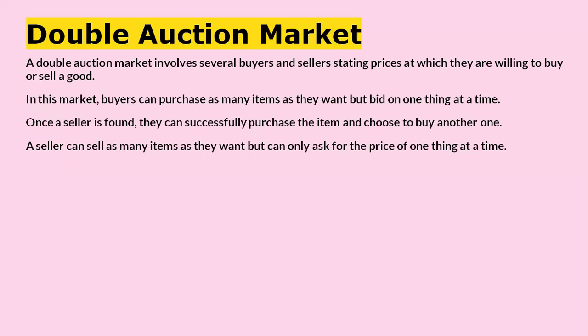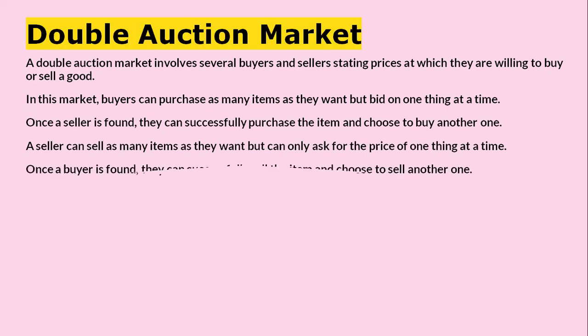A seller can sell as many items as they want, but can only ask for the price of one thing at a time. Once a buyer is found, they can successfully sell the item and choose to sell another one.